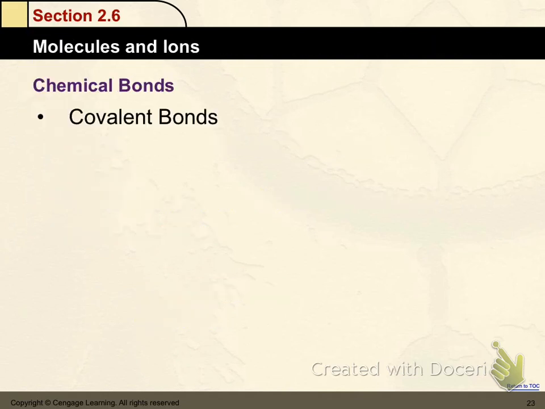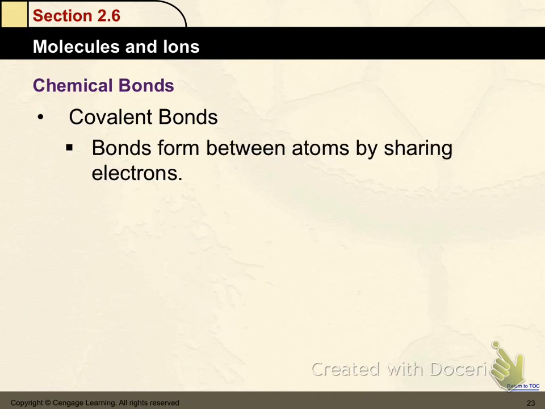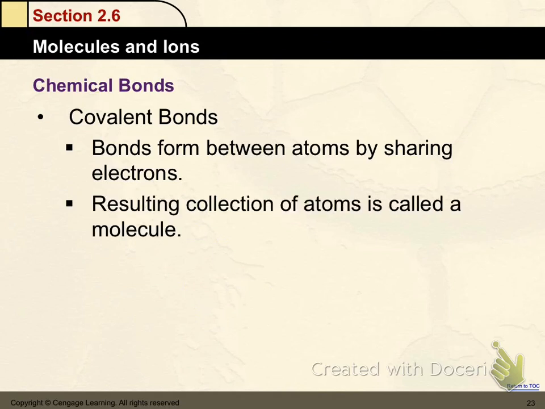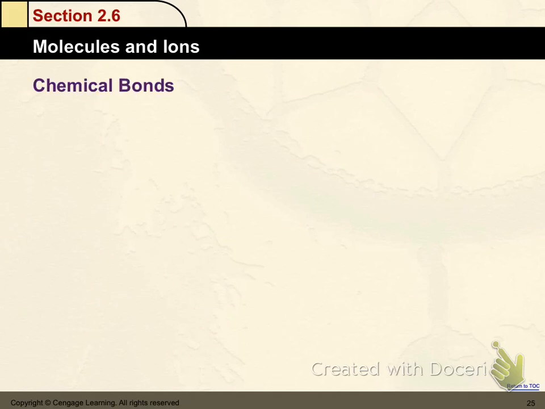All right. So let's move on to 2.6 now, where we talk about molecules and ions. Well, what makes a molecule? A chemical bond makes a molecule, and we have multiple types of chemical bonds. First, we have covalent bonds, which we've talked briefly about in class. This is atoms that share electrons. This resulting collection of atoms we will call a molecule.